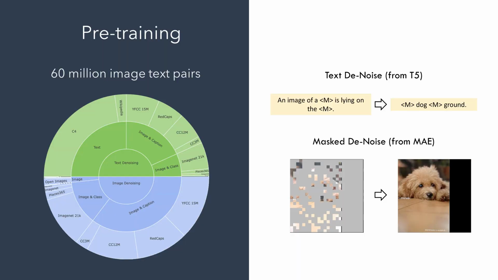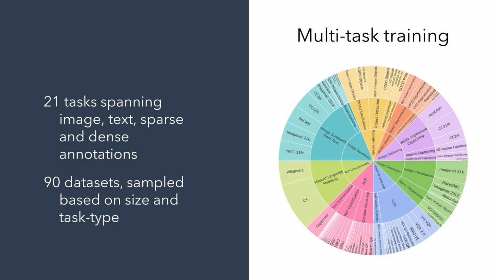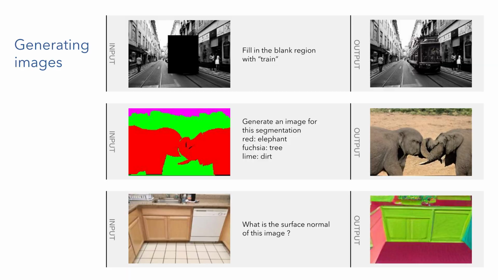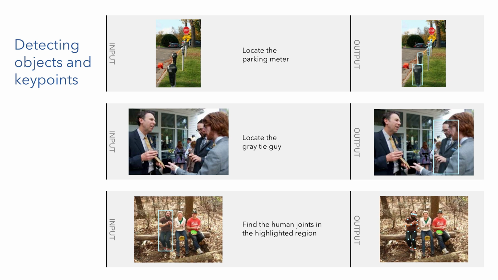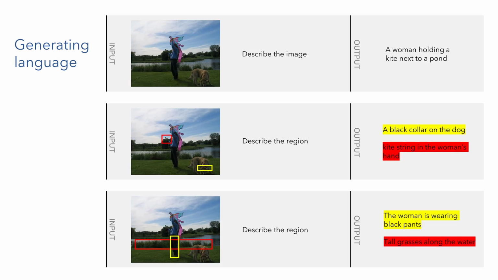Now, this system was trained on 60 million image text pairs, and it was trained similar to GPT on a kind of generative task, in this case, a task called denoising, where you're trying to fill in the missing blanks in either the images or the text. And then it was fine-tuned on a large number of tasks spanning 90 different data sets. So you can blank out part of the image and then say, fill it in with a train, and it can do that. Or you can do a paint by color to generate this image of the elephants tussling with each other. Or you can ask geometric questions, like what are the surface orientations in this image, and it generates a normal map. You can also detect things, like find the parking meter, or find the guy with a gray tie, or identify key points on objects. And you can generate language, like describe the image or describe some region in the image. As well as these, you can also do pure natural language tasks.